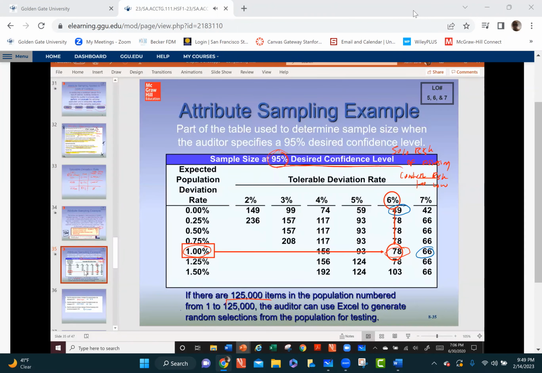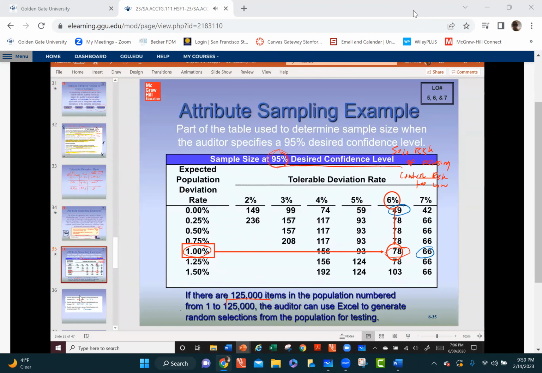I think the literature I was looking at indicated that when you start feeling that you're going to accept a control that doesn't work 10% of the time, you probably should give up on that control. But anyway, again, the standards don't say that. So you take a look: inverse relationship. As tolerable deviation rate comes up, sample size goes down.